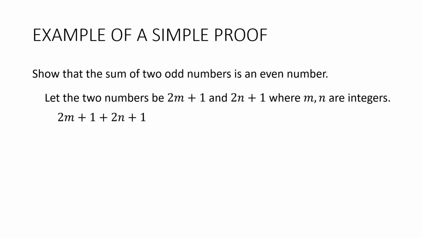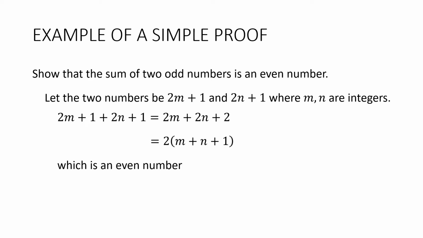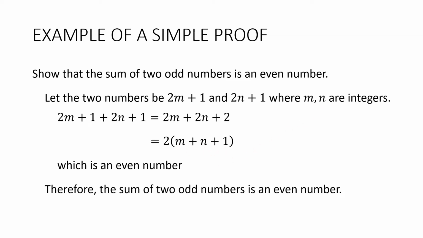Okay, we want the sum of those two numbers. So 2m plus 1 plus 2n plus 1, that's 2m plus 2n plus 2. And factorising our 2 out, we get an even number because m plus n plus 1 is an integer. And then just writing the conclusion, therefore the sum of two odd numbers is an even number.